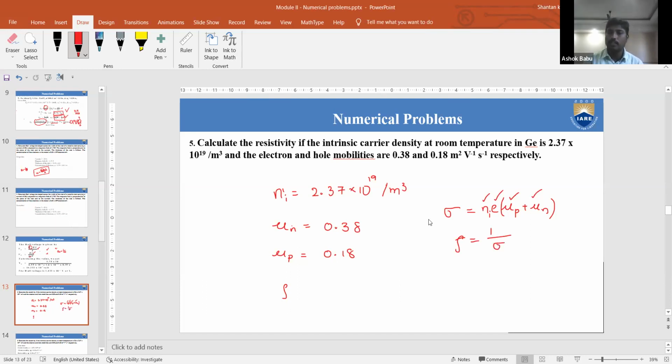Using the two formulas, all of you try to find out. I'm going to give 2 minutes of time to solve. All of you try to tell me the answer. Make it fast. So the actual formula will be sigma equals n into E into mu.